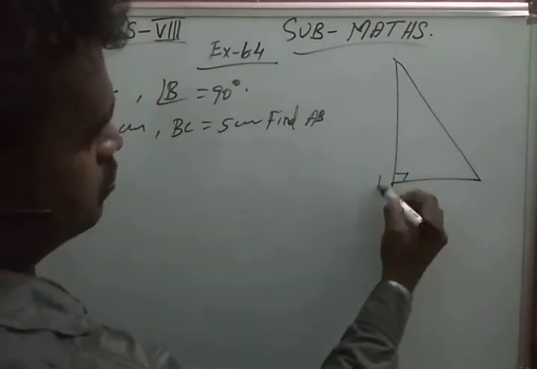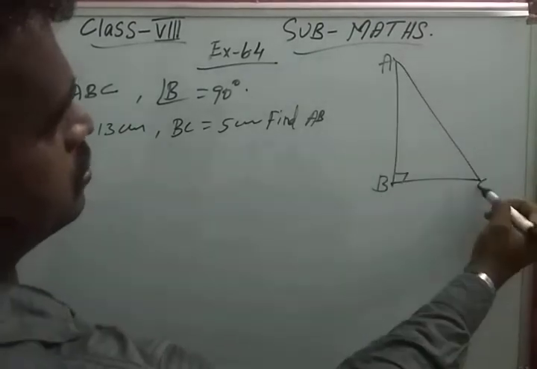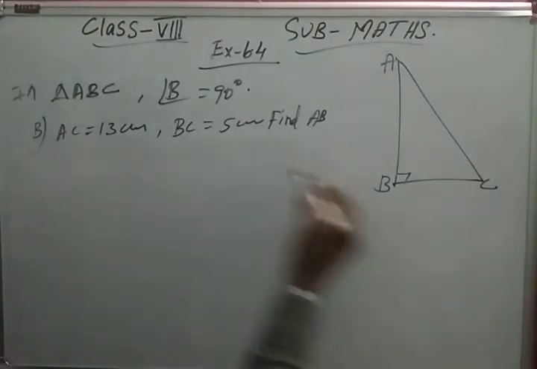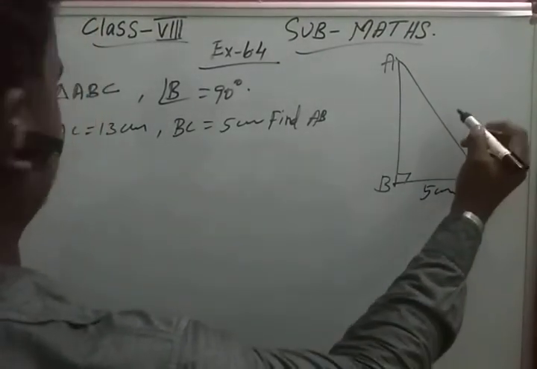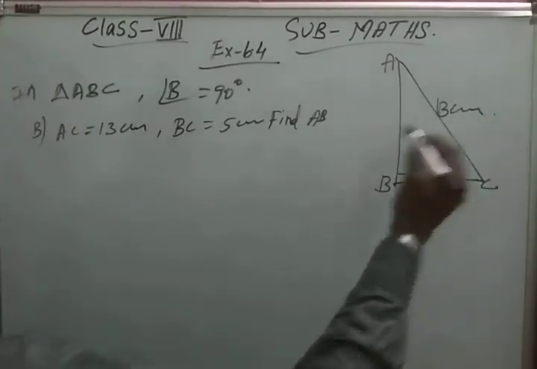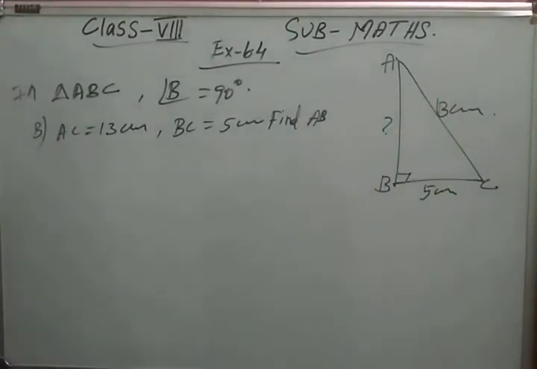Here B is equal to 90 degree. Here you see, BC they have given 5 centimeter. This one they have given AC is equal to 13 centimeter. Here we have to find this. Okay. Here also same thing.